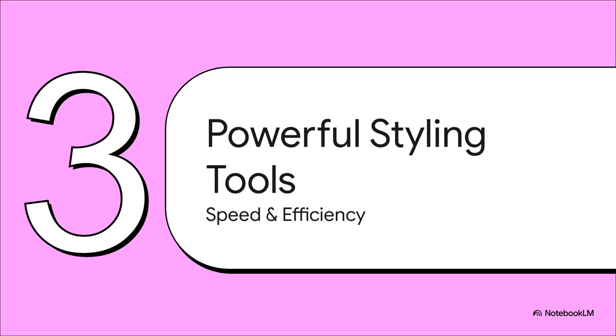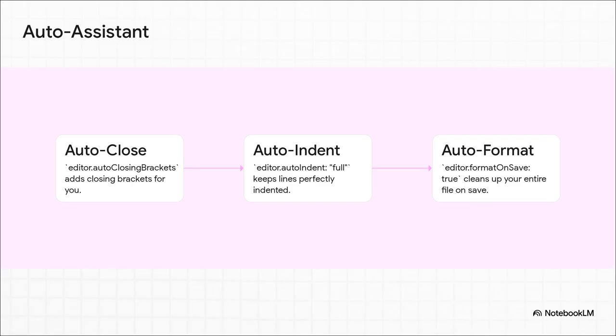And that's where the power tools come in. We're talking about the settings that automate all the boring, tedious stuff so you can focus on what really matters, the creative work. Seriously, think of these settings as your own personal automated assistant. It's like a 3-step process. Step 1, auto closing brackets. You type an opening bracket, and boom, the closing one is already there.